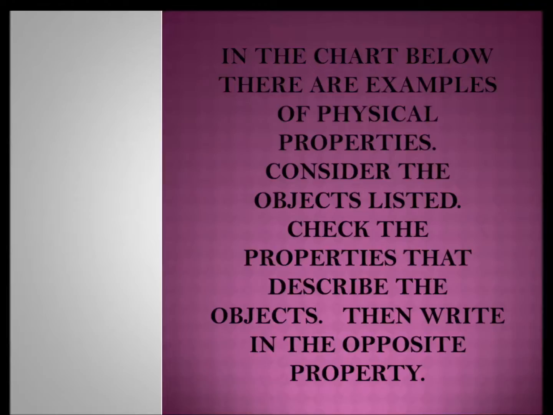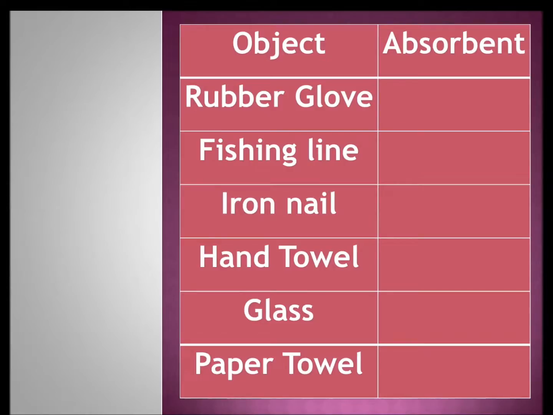So in the chart below, there's examples of physical properties. I want you to consider the objects listed and then check the properties that describe that object. Then at the bottom, I want you to write in the opposite property. I'm going to go ahead and do the first one with you. Absorbent. Okay, so you're going to check which ones are absorbent.